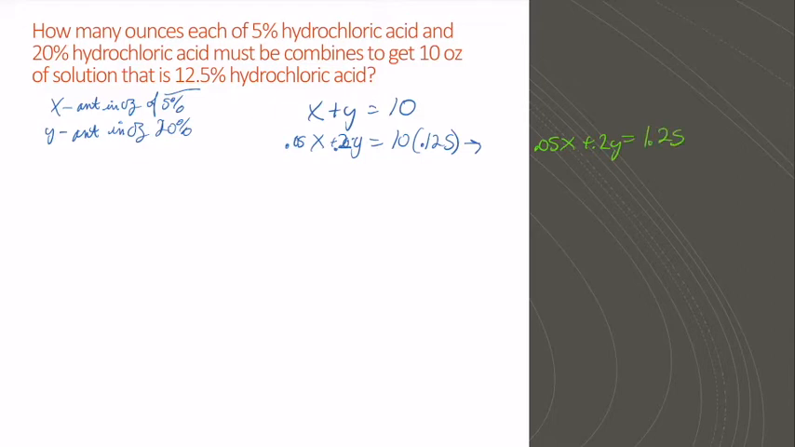Now, in order to not have to work with decimals, I'm going to go ahead and multiply both sides of this equation by 100. Remember, what I do to one side, I can do to the other, and the equation will remain the same. So that gives me 5x plus 20y equals 125, and that's going to be a little bit easier to work with.